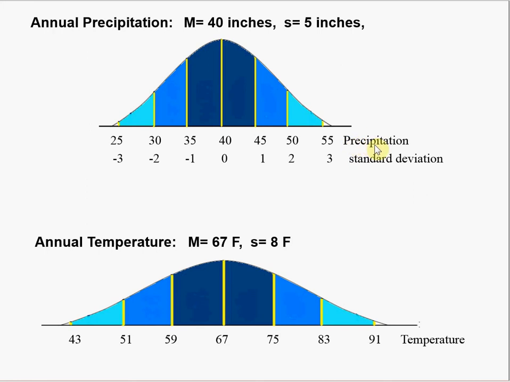Now, before the change, we labeled those values as precipitation measured in inches. But now, after we change those values to the number of standard deviations from the mean, we just label them as standard deviation. What about this chart? 75 is one standard deviation above the mean. 83 is two standard deviations above the mean. We can go through this again.